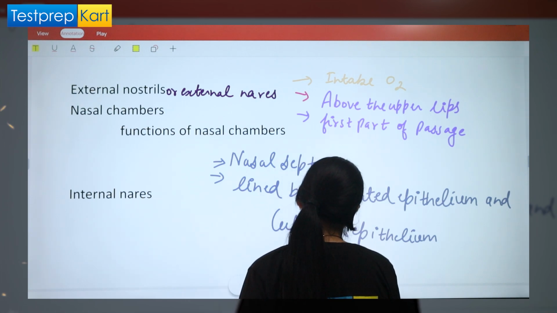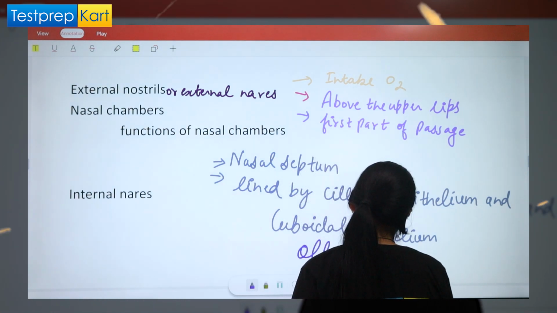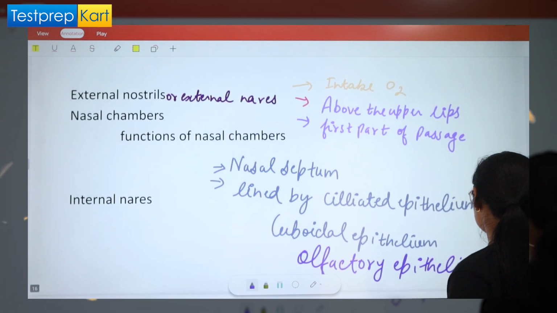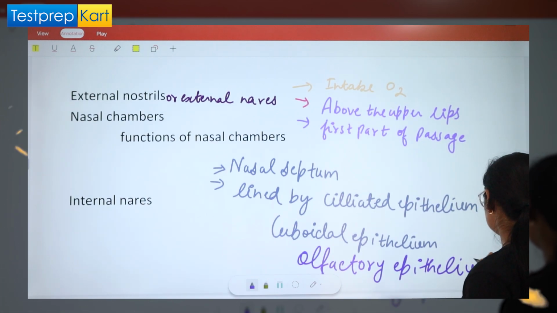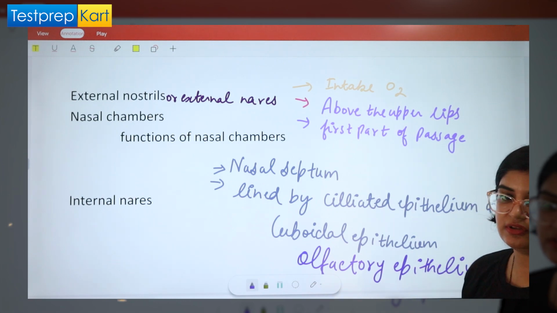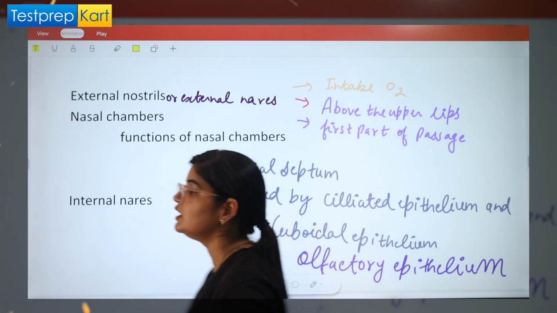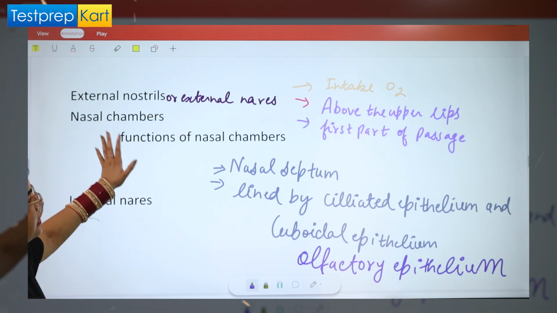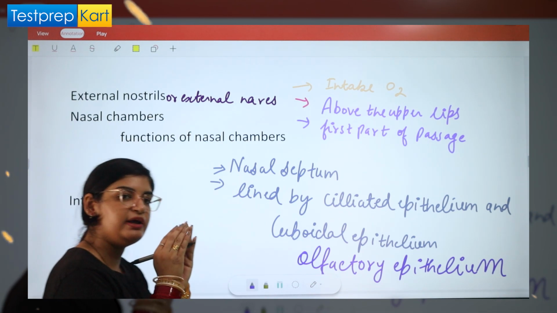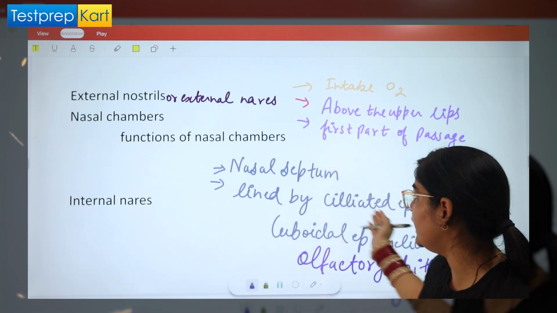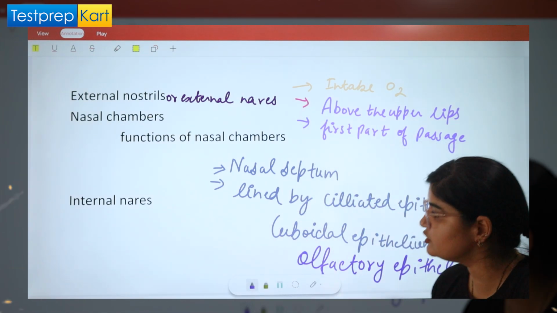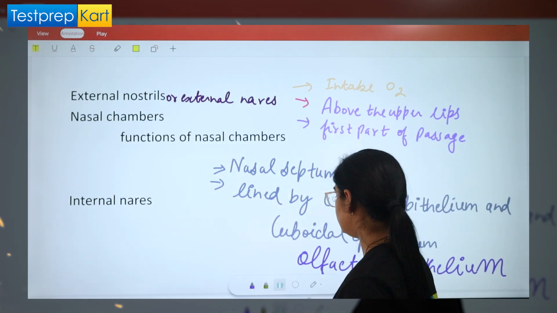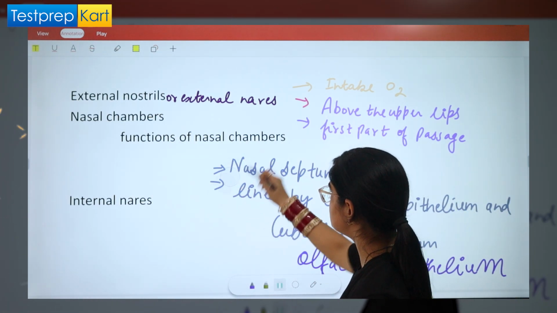Olfactory epithelium. And these three are meant for performing different functions. These all three epithelium which are present in the lining of the nasal chamber perform important functions, right? So, clear till now? The nasal chamber is divided by the nasal septum, and it is lined by these three types of epithelium, which perform various functions. Now we'll discuss one by one what are the functions performed by the nasal chamber.